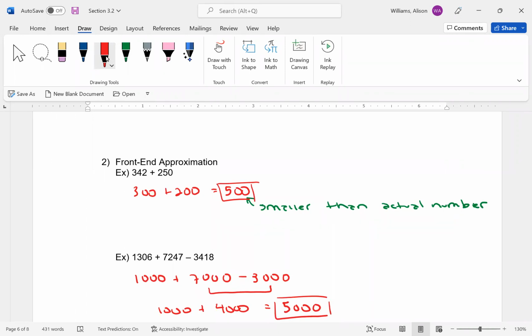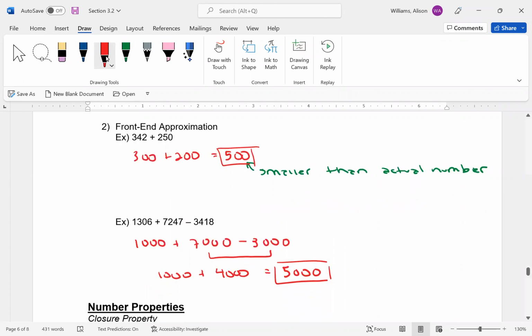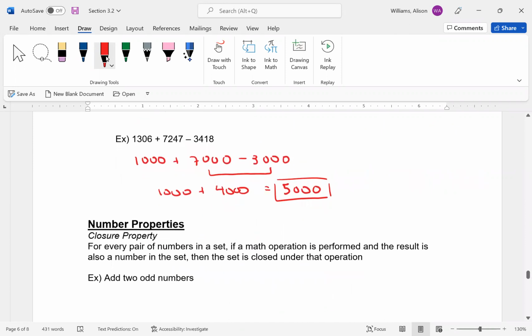Okay, the last little bit, it discusses some number properties, which we couldn't really discuss until we introduced addition and subtraction. And we'll again touch on them when we look at multiplying and dividing in the next couple sections. The first one is called the closure property. This right here, the closure property. And it's one of those properties that we'll see quite a few times, okay? So for every pair of numbers in a set, so two things are in a set.